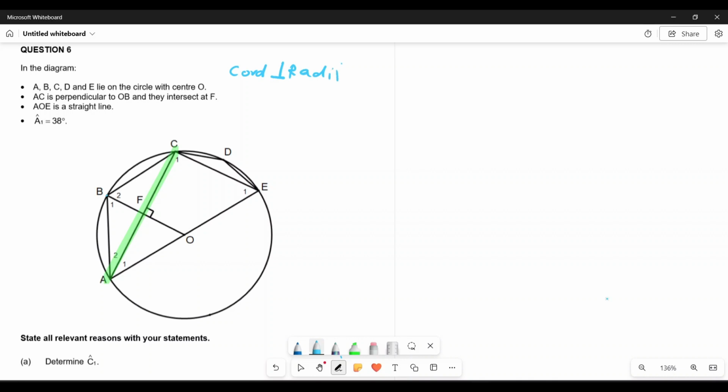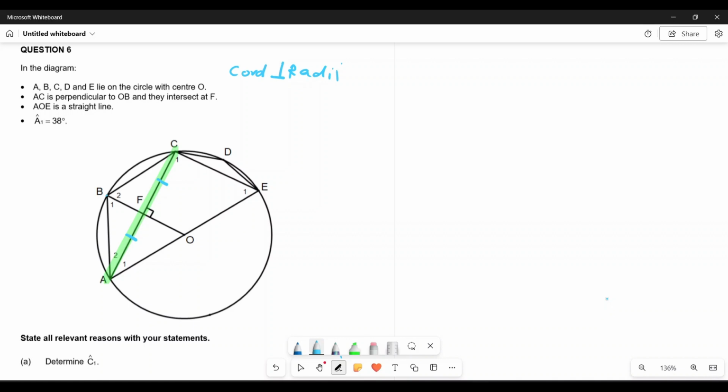Now, this relates to theorem 1. It simply means that if your chord is perpendicular to your radius, this would bisect your chord into two equal halves in accordance to the converse of theorem 1, basically, right? So here, as a result, I can conclude that FC is equal to FA. Reason being is because my chord CA is perpendicular to my radius, which is OB, right? So these would be equal.